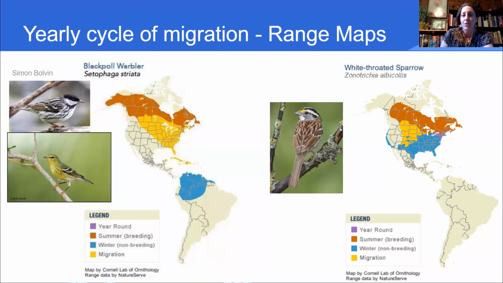And there's a white-throated sparrow on the right. So what these maps are showing, the orange area is where they breed. It's their summer range. The yellow area is where they migrate through, so where you're going to see them in the spring and fall. And the blue area is where they go to their overwintering grounds, we call it, their winter habitat. And there's a little teeny tiny speck of purple on the white-throated sparrow's range, and that's where it lives all year round. Next slide.